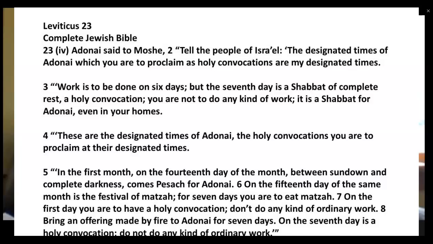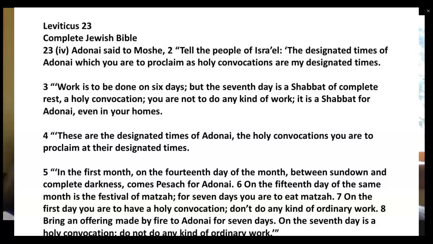Yahuwah's appointed festivals that you are to designate as holy convocations. These are my appointed festivals. For 6 days, labor may be done, and the seventh day is a day of complete rest. I'm just reading stock translation here. A holy convocation, you shall not do any work. It's a Sabbath for Yahweh in all your dwelling places. Then it goes on to verse 4. These are the appointed festivals of Yahuwah, the holy convocations, which you shall designate in their appropriate time. So to designate them in the appropriate time is one step. To be aware of them is another step. To do them is another thing.